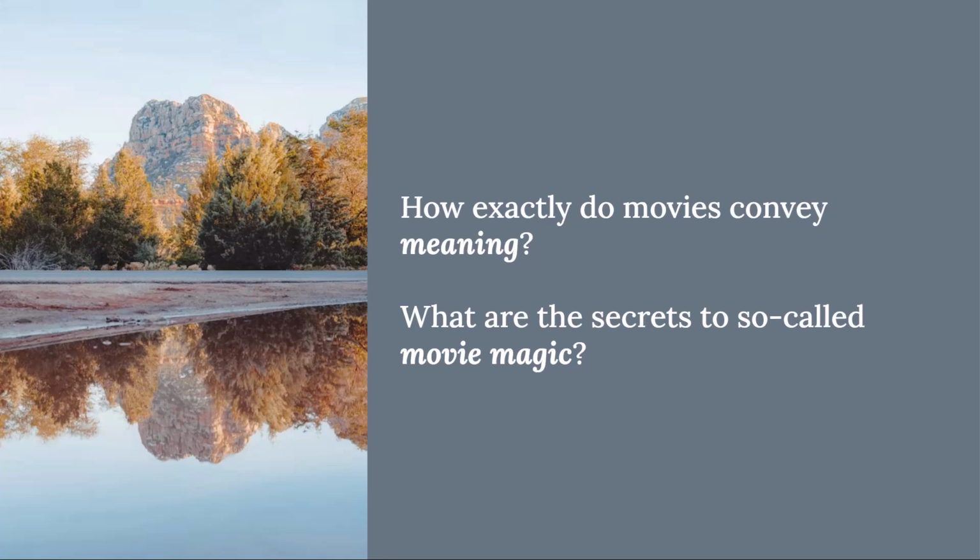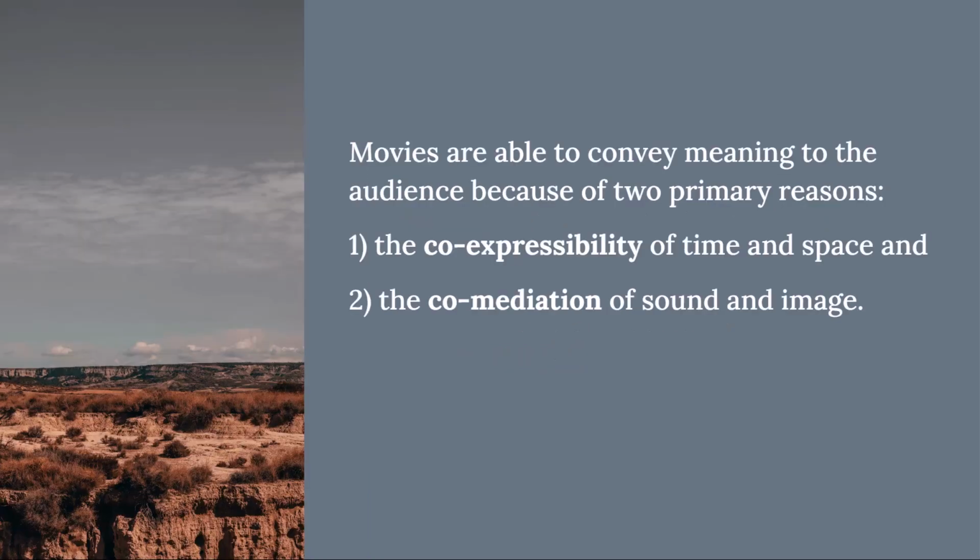But how exactly do movies convey meaning? What are the secrets to so-called movie magic? This video introduces some answers to these questions. Movies are able to convey meaning to the audience because of two primary reasons. One, the co-expressibility of time and space, and two, the co-mediation of sound and image.